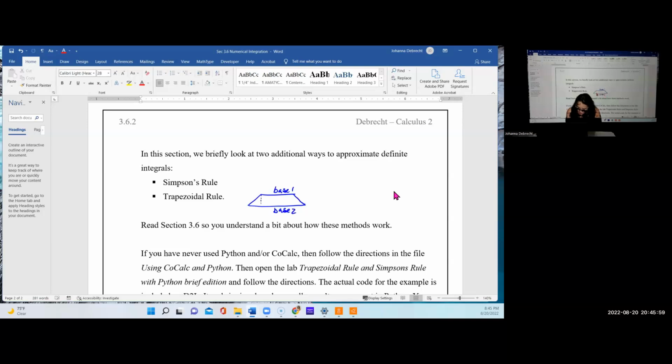And this length right here is the height, all right? So basically what we're doing is we're averaging the lengths of base 1 and base 2 as if we were forcing this trapezoidal shape to take on a rectangular shape. So the area of that trapezoid becomes the average of the bases, base 1 plus base 2, times the height.